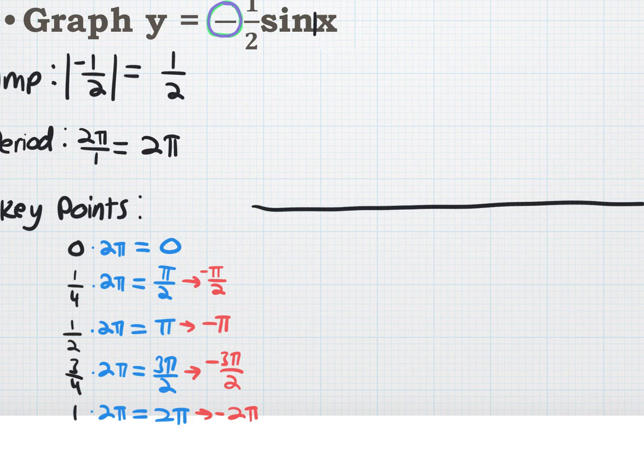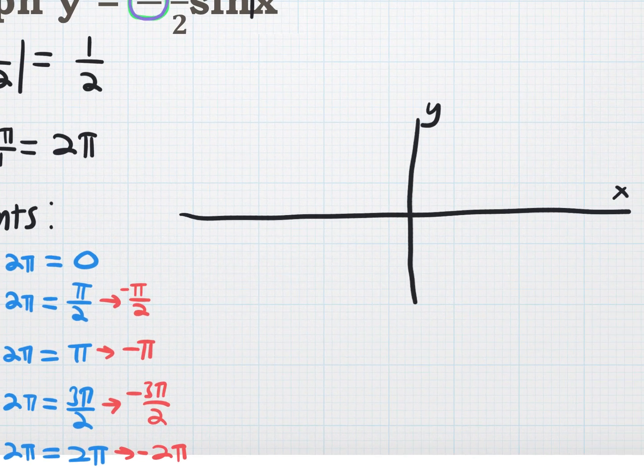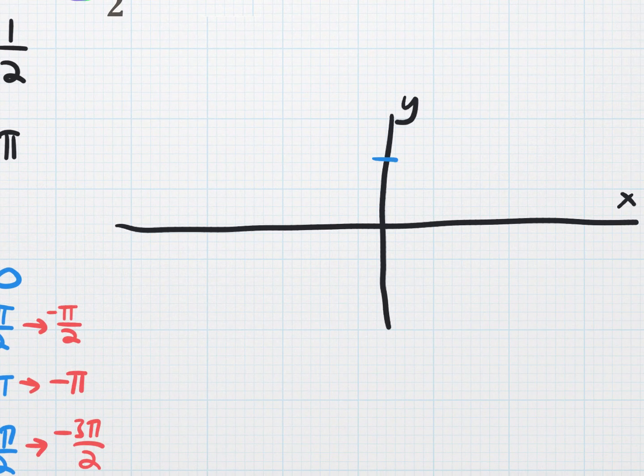All right, and then I'm going to sketch a graph. All right, so y, x. Our amplitude is 1/2, so I'm going to plot that on the y-axis. I'm going to say that that's 1/2, and we can say that this is negative 1/2.